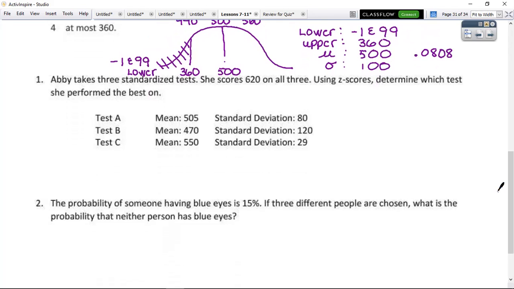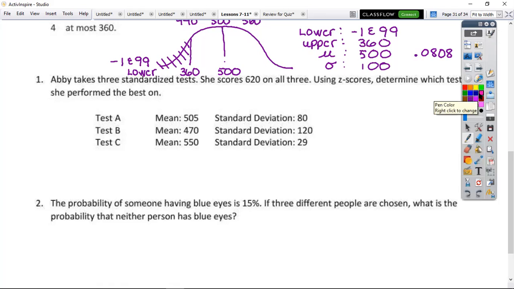All right. So next, number 1 here. Abby wants to take 3 standardized tests. She scores 620 on all of them. Using z-scores, determine which test she performed the best on. So you're going to do your 3 calculations super quick here. So for test A, she scored a 620 minus average person scored 505 divided by 80. Again, just repetition with this. So I'm going to type that in and divide by 80. Z-score equivalent to, and you want obviously a decimal. So 1.4375.